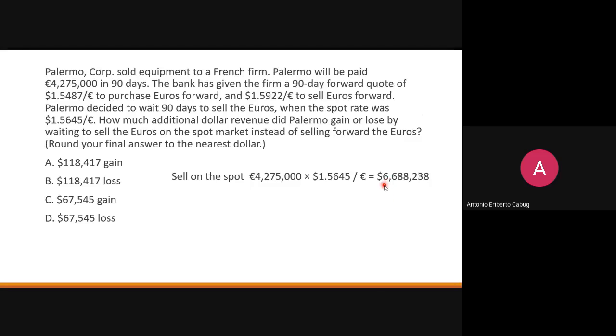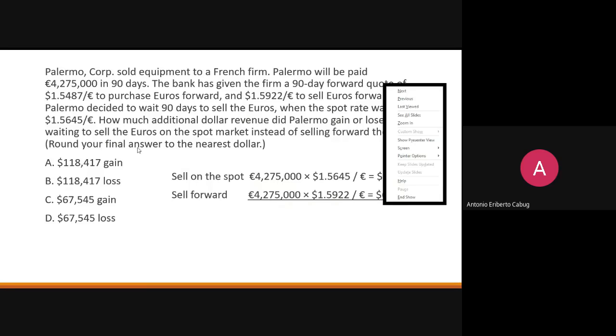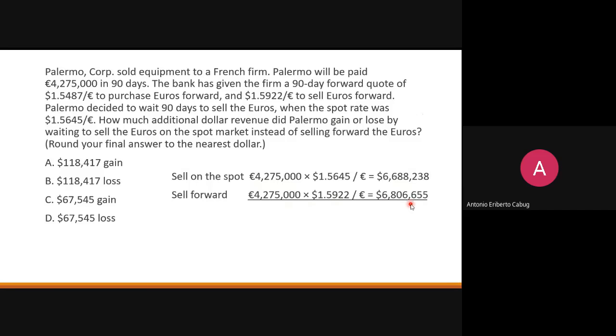The dollar equivalent of that would be 4.275 million euros times 1.5645. That's $6,688,238 sold on the spot. But if it is on the forward, 4.275 million, multiply this by 1.5922. Kung ginawa sana ay pumasok sa forward contract, maibebenta sana ng 6.806655 million. So, yun yung ginawa niya, no?